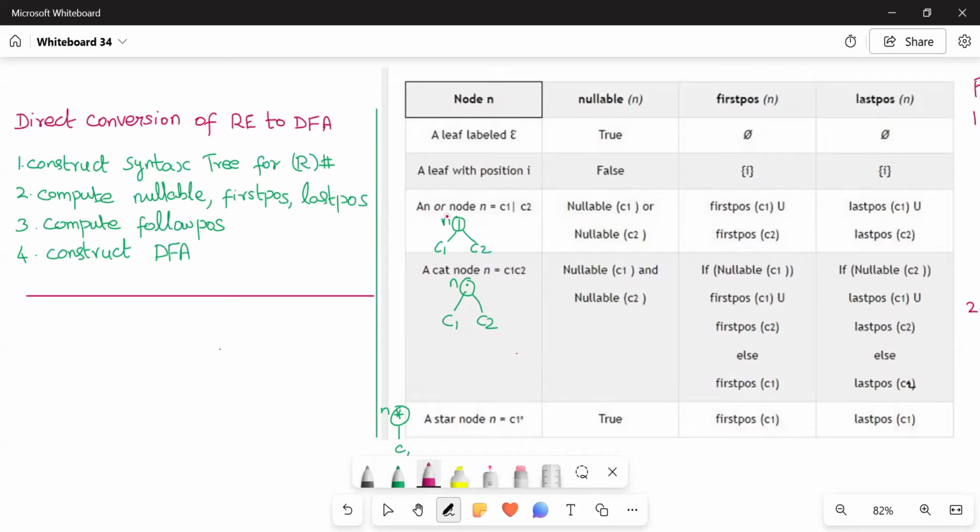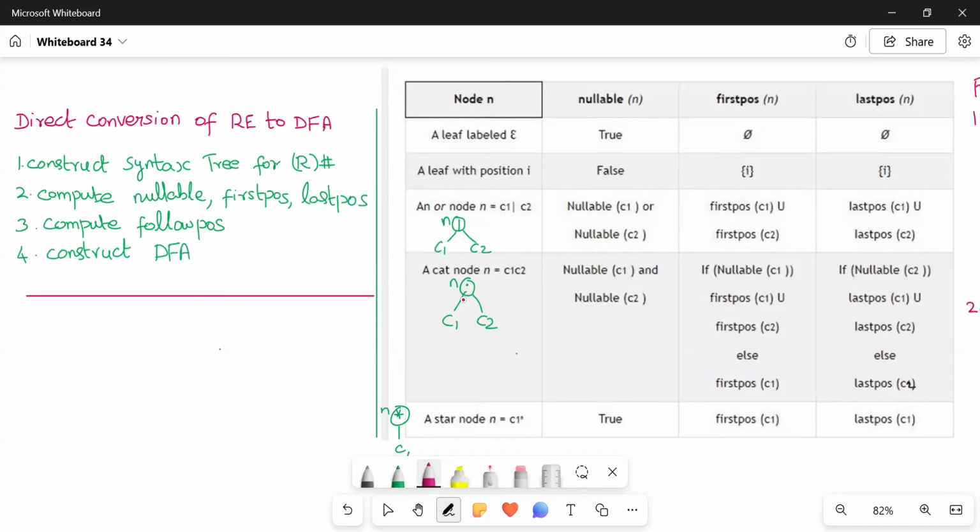Then consider the induction steps. Here we need to consider the OR node, cat node, and star node. OR node means union operator. If node n is an OR node with left child C1 and right child C2, then nullable of n is nullable of C1 or nullable of C2. It means if any one of the children is nullable, then this node is also nullable.